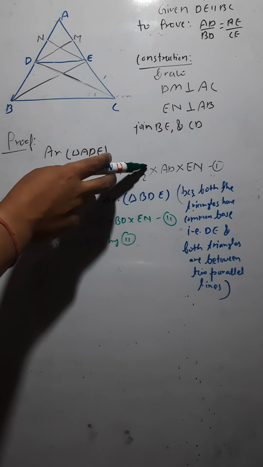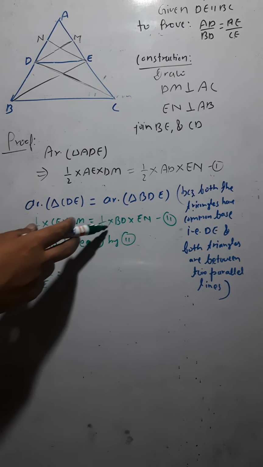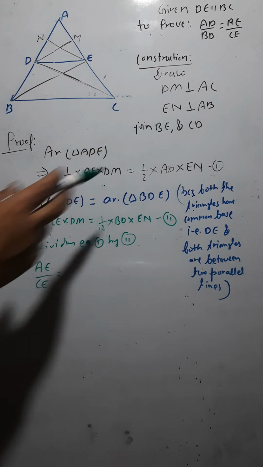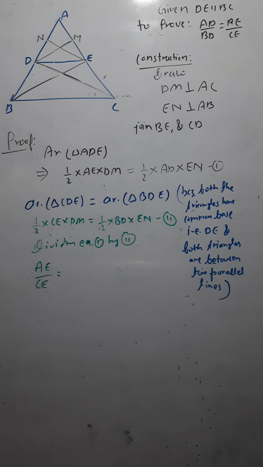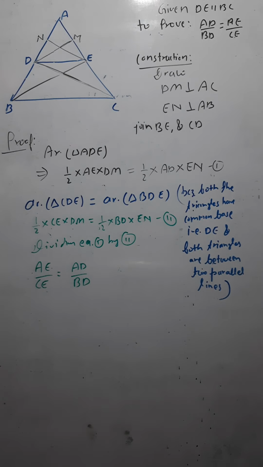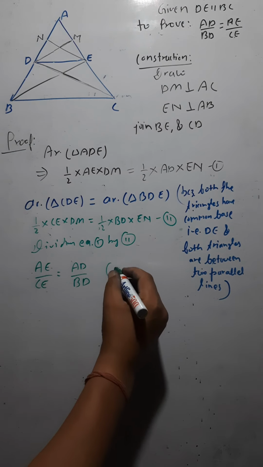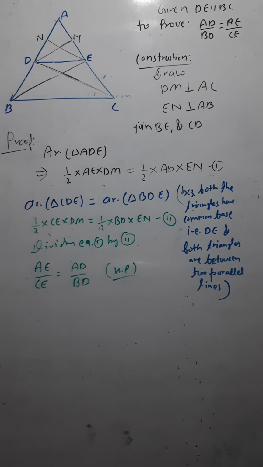Similarly, 1 by 2 into AD multiply EN divided by 1 by 2 into BD multiply EN. So EN are going to cancel. 1 by 2 and 1 by 2 also would cancel each other. So the answer would be AD by BD, isn't it? So have we achieved our target? Yes. AD by BD is equal to AE by CE. Hence proved.